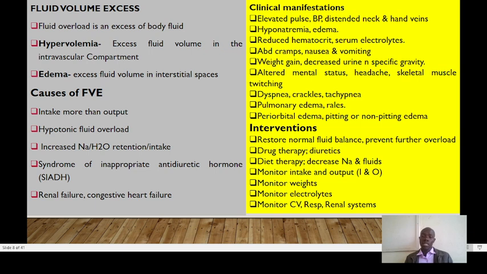Patients could also present with dyspnea, difficulty in breathing, and pulmonary edema, so fluid accumulation in the lungs, and periorbital edema. Edema could be pitting or non-pitting due to fluid accumulation.